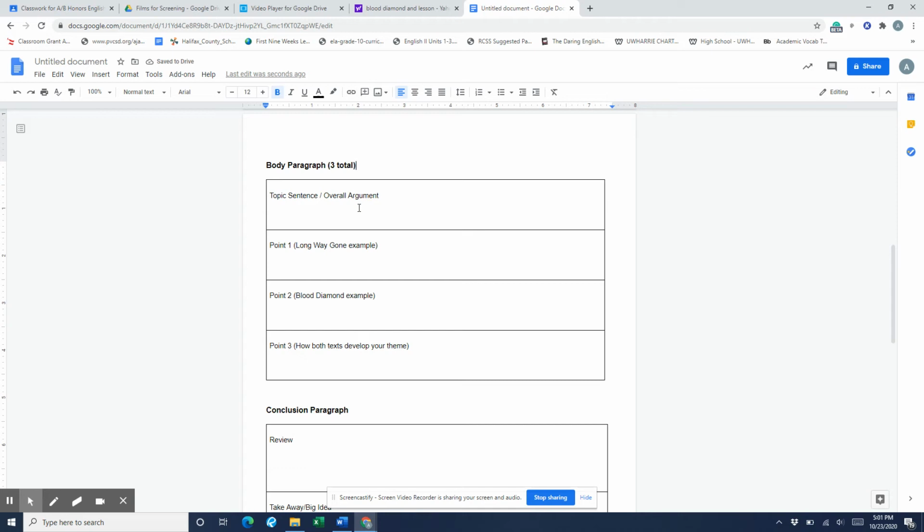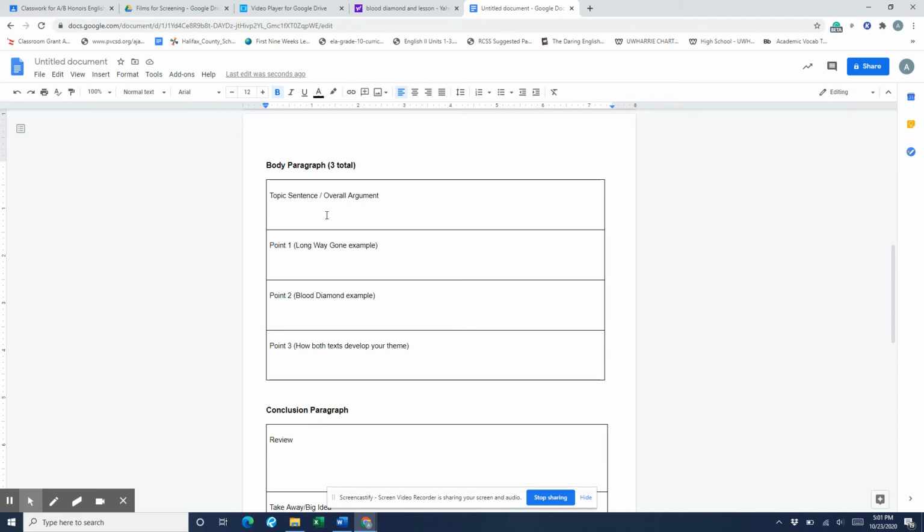It might be that if you're looking at survival, both A Long Way Gone and Blood Diamond focus on the theme of survival. One way that they both do this is, and then you would put whatever it is that you feel like they both do in your topic sentence. And then you're going to give an example from A Long Way Gone, how that plays out in the book, and then an example from Blood Diamond, how that plays out in the movie. And then for point 3, it's how do both of them share either a similar message about this particular part or how they're different.